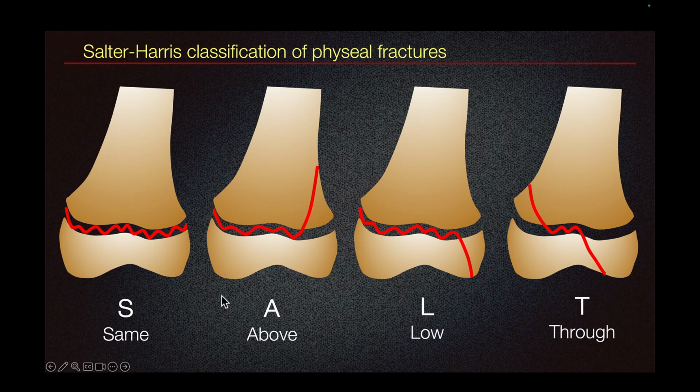The mnemonic to remember this physeal classification is: type 1, S for same; type 2, A for above, through the metaphysis; type 3, L for low, through the epiphysis; and type 4, T for through. So our little leaguer's shoulder is a type 1 Salter-Harris fracture.